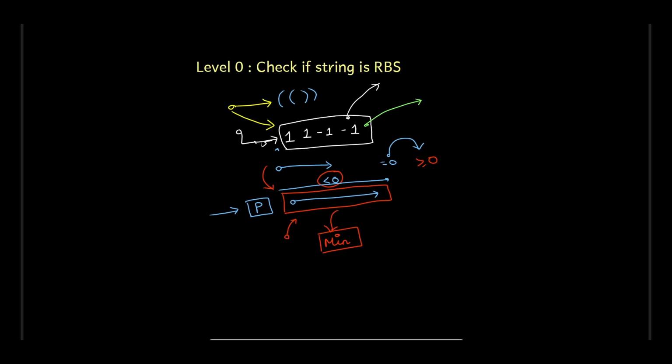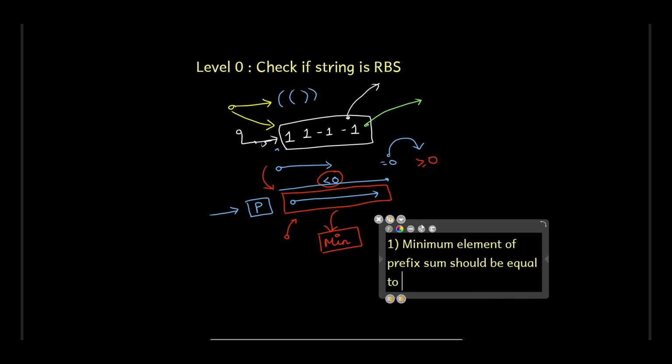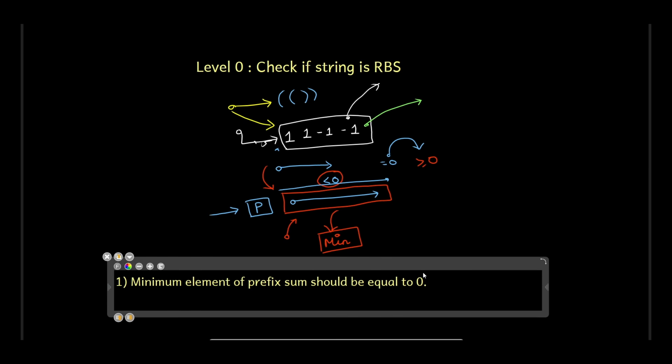This means that the concrete condition for a string to be a valid parenthesis is that the minimum element of the prefix sum should be equal to 0, not just greater than or equal to 0, should be equal to 0. This is the first criterion. And the second criterion is that the last element of the prefix sum should be equal to 0.